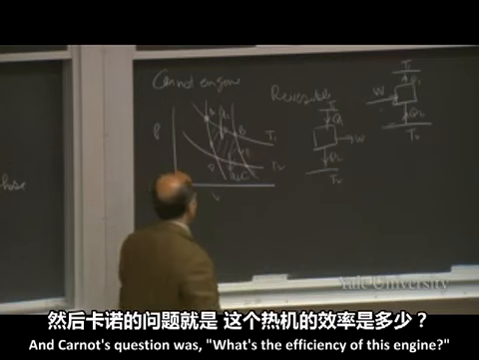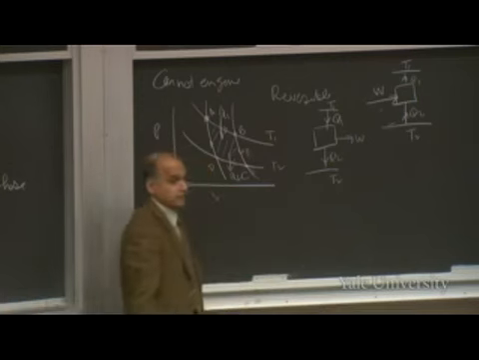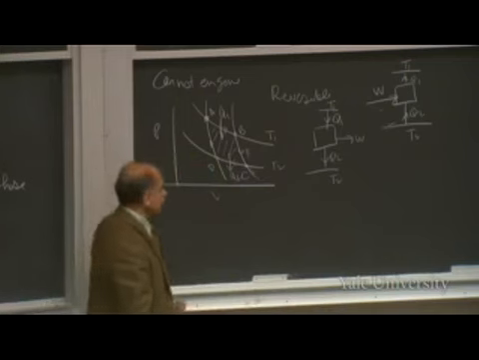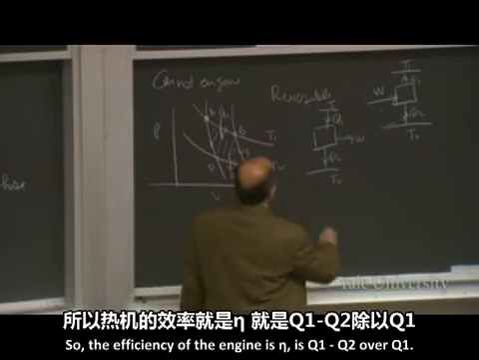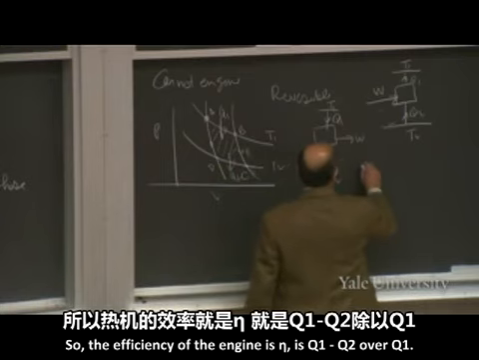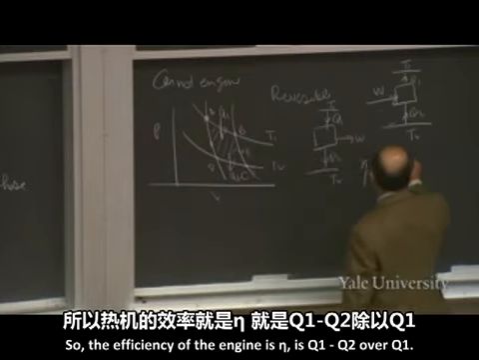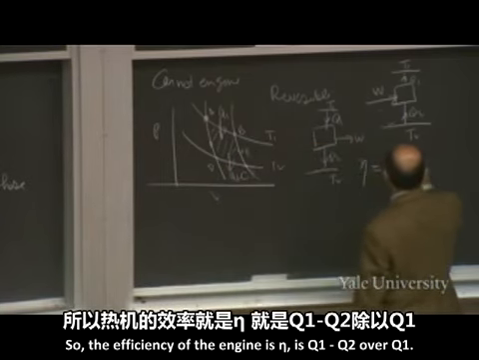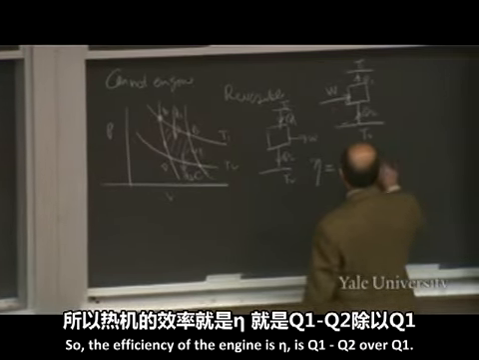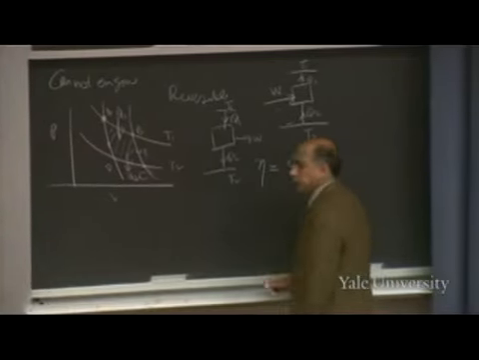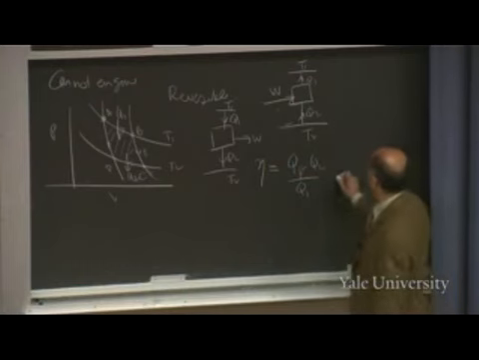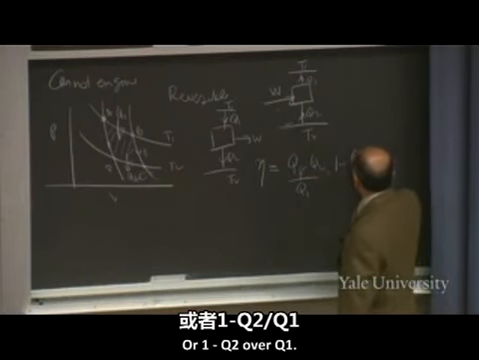And Carnot's question was, what's the efficiency of this engine? So we're going to calculate that now. The efficiency of the engine, eta, is (Q1 minus Q2) over Q1, or 1 minus Q2 over Q1.